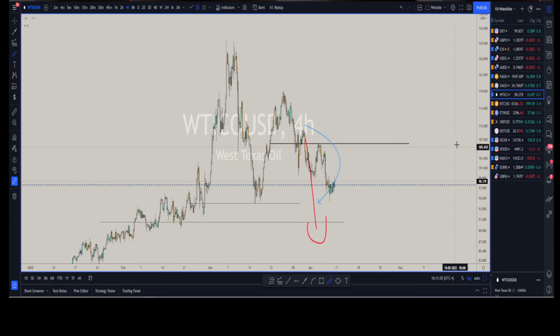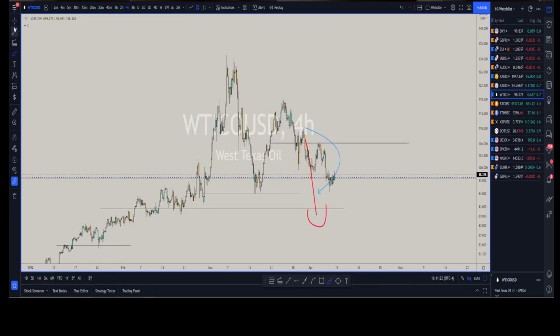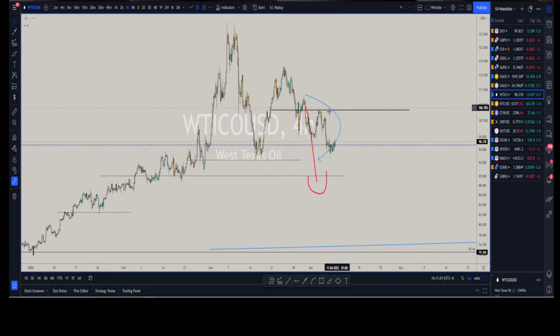Oil, beautiful trade we had on during the week from around these areas for the drop. So we're looking for a correction and a drop, a grab of this liquidity. If it comes back inside, we might have something similar to this. Let it show its hand first.